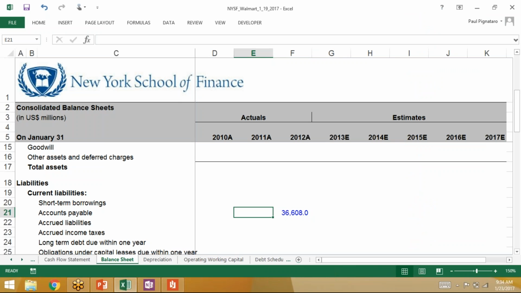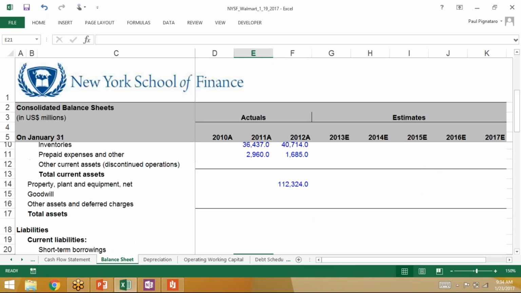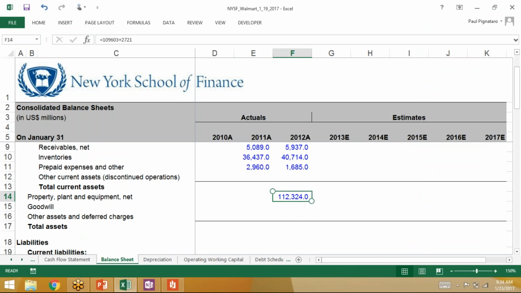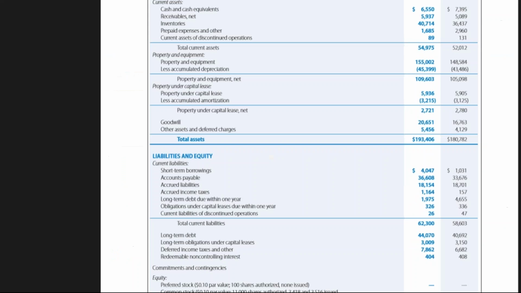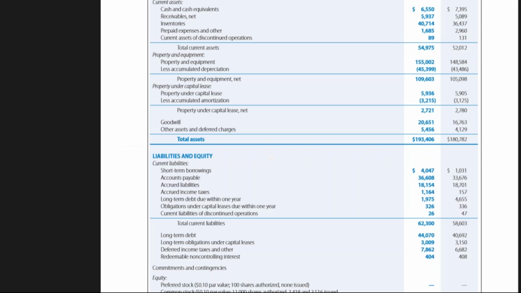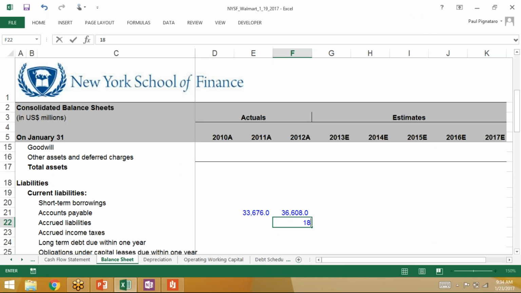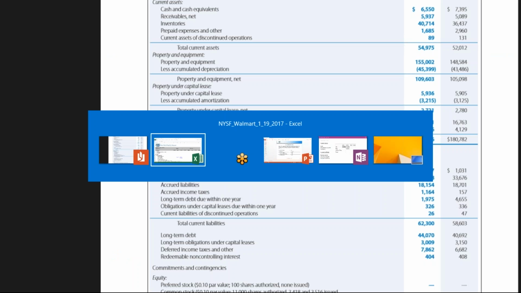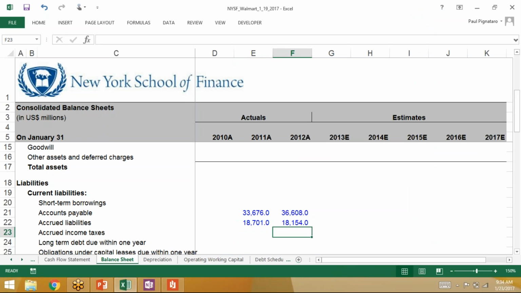Yeah, Kevin, that was from the depreciation. We laid out the PP&E. And 33676. It's accounts payable. Okay. Accrued liabilities is 18154. 18701. Okay. And then finally accrued income taxes 1164 and 157. Okay.